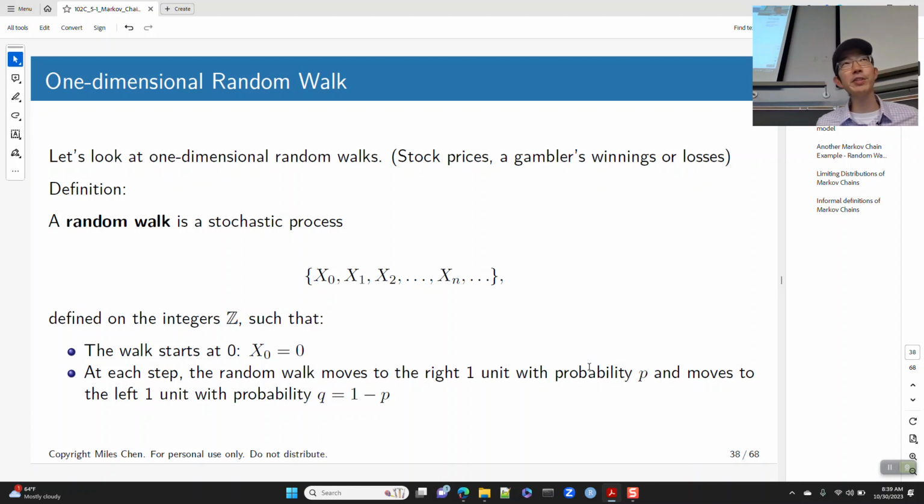And we're going to look at a very simple one-dimensional random walk, okay? So basically we're looking at something like stock prices or winnings or losses, where you have a number and it's either going to go up or down. We're going to have this stochastic process, a sequence of random variables x0, x1, x2, and so forth. We'll keep it simple and look at integer values, and start off at 0. At each step, the random walk moves to the right 1 unit with probability p, or to the left 1 unit with probability 1 minus p, okay? So, 1 step to the right, 1 step to the left.